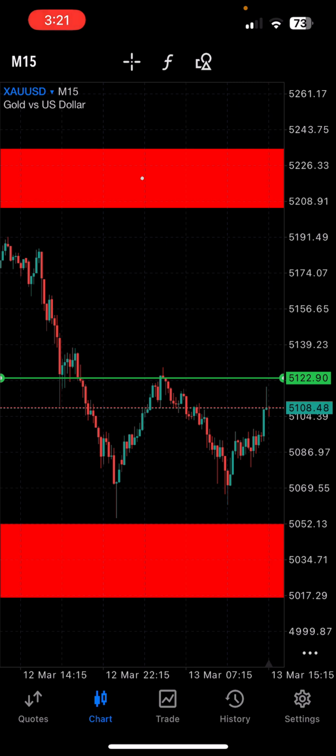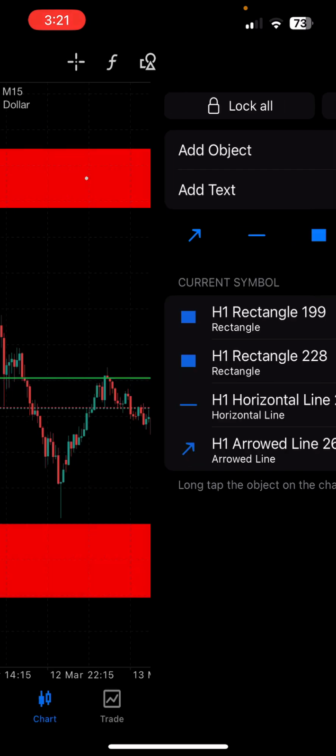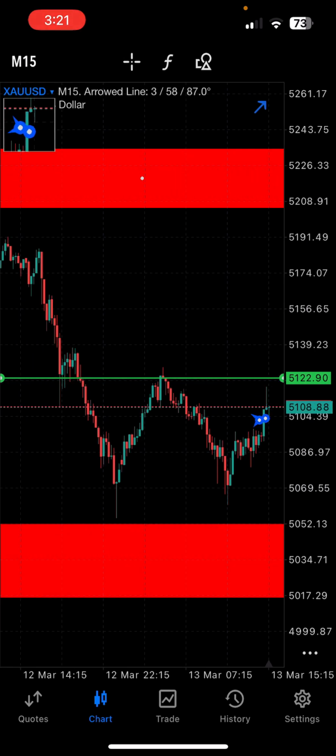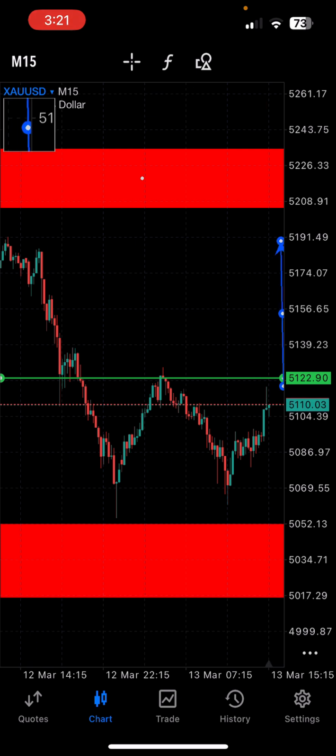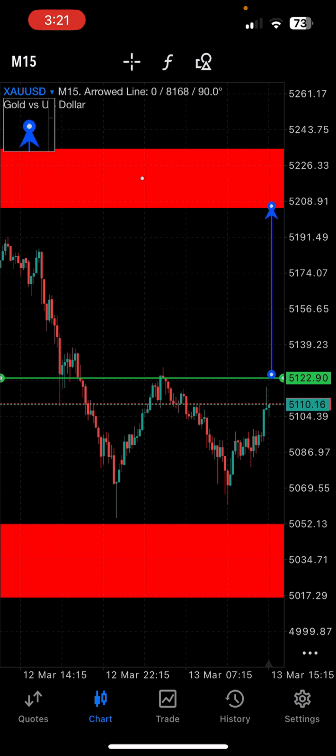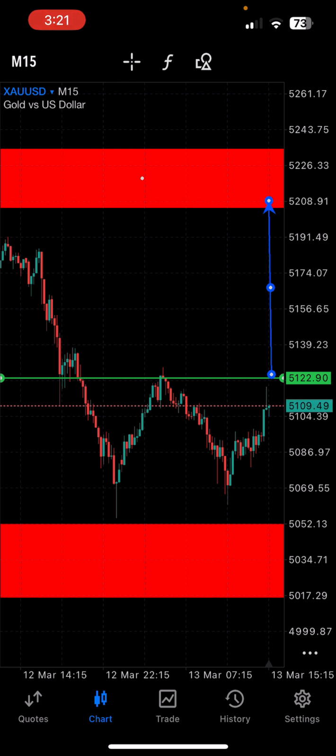We are seeing the same thing here. So the W pattern I told you guys about is still valid. We just wait for it to break above this, then we shall be able to buy to this point. That is what we are going to wait for now, and that is our signal for today.